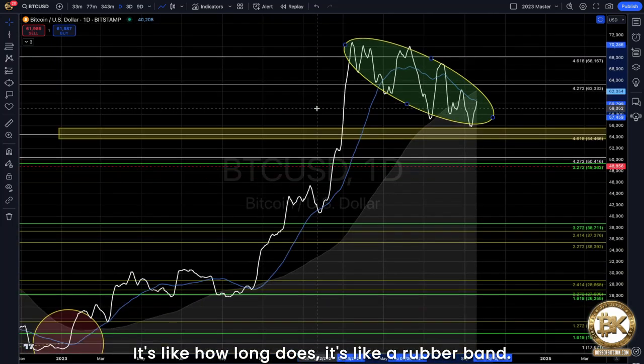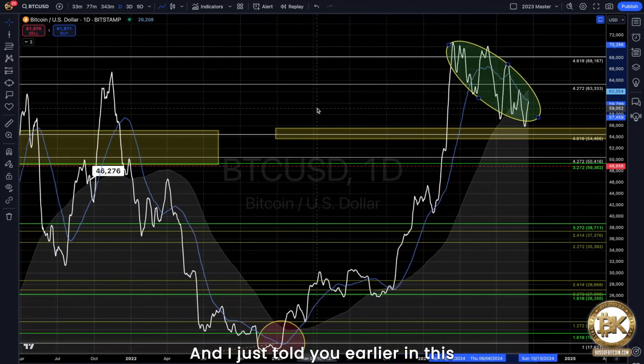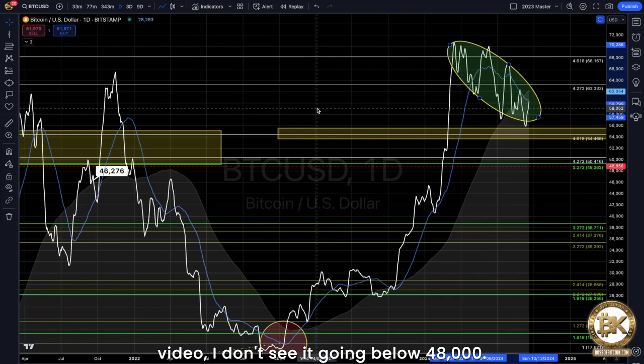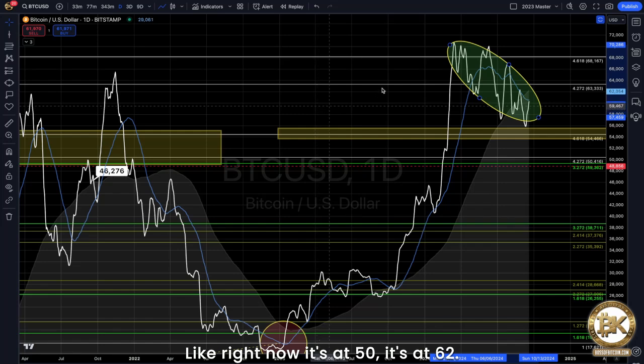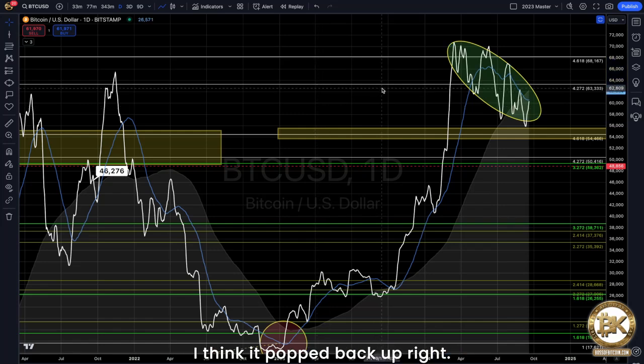It's like a rubber band. When you stretch a rubber band out and it goes back and forth, that's what we're doing right now. It's suppressing so it can extend itself again. All the energy is coming back together so it can realign and choose the next direction. I told you earlier in this video, I don't see it going below 48,000. Right now it's at 62. I think it popped back up. So don't let any media outlet competing for clicks convince you otherwise.